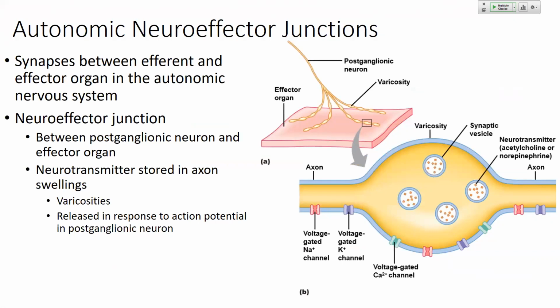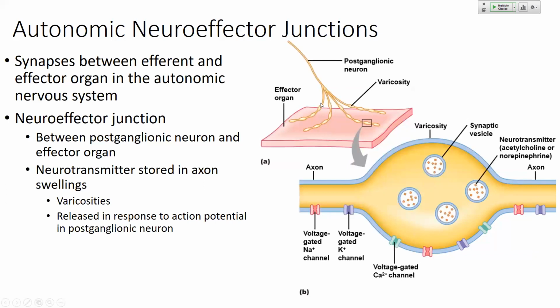All right, so we get our signal from the spinal cord. It travels out the preganglionic neuron. It meets at the synapse. It travels down the second neuron, the postganglionic neuron. It gets to a varicosity, and when the action potential gets to this varicosity, it's going to trigger the release of that neurotransmitter, which will cross the neuroeffector junction.